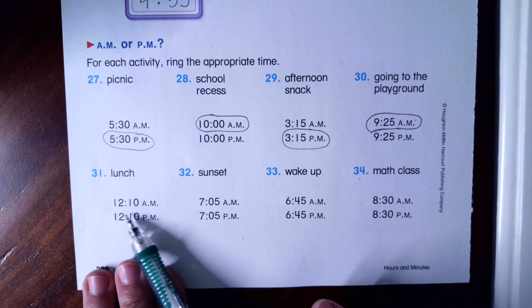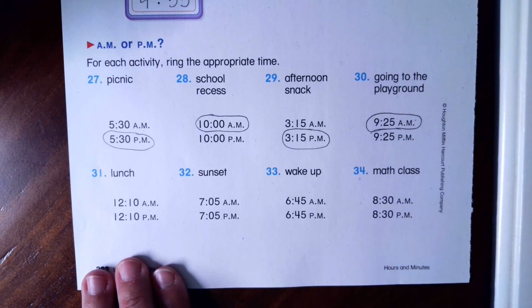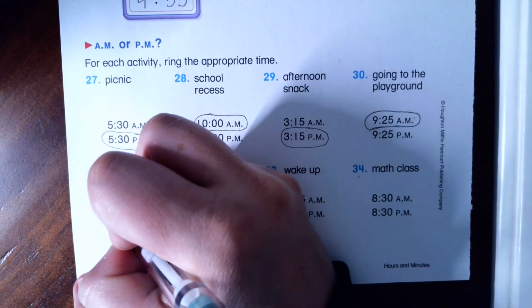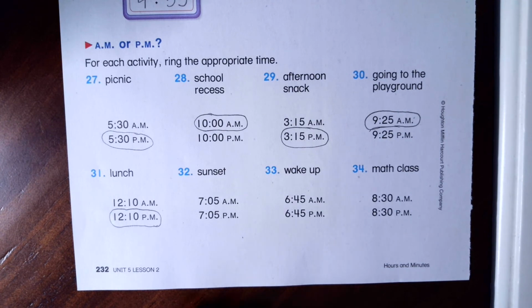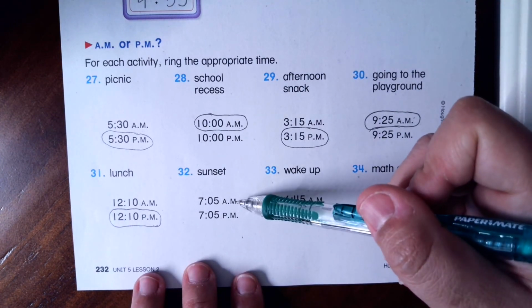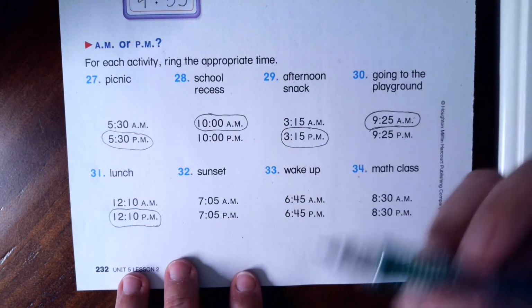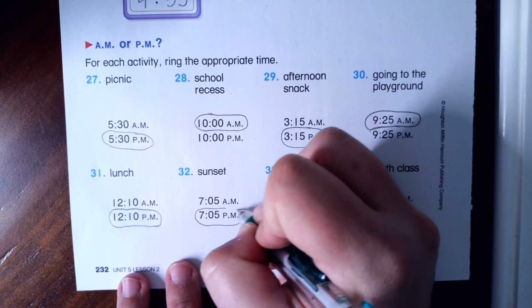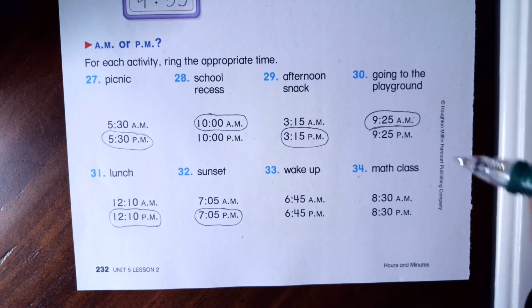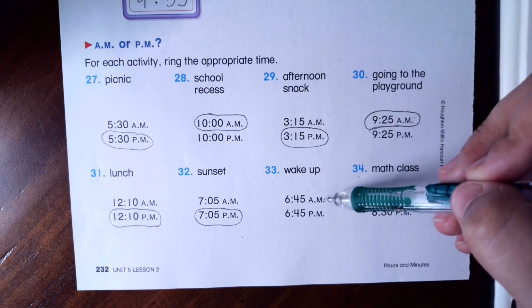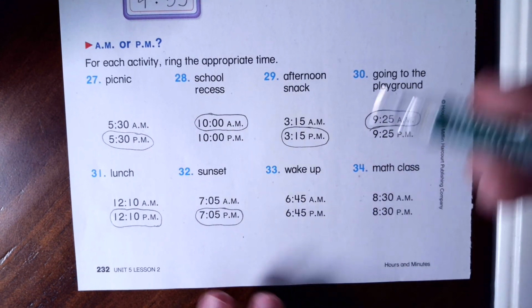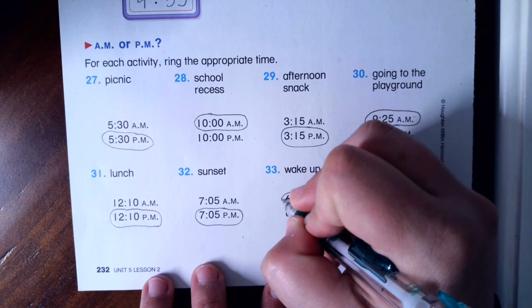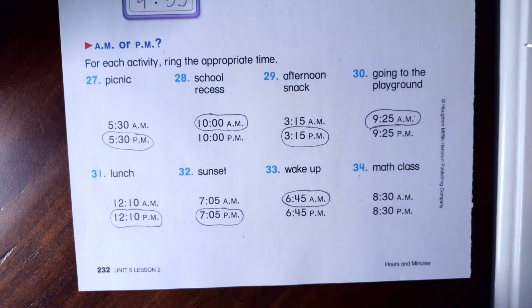Lunch. Would you have lunch at 12:10 in the morning? Nope. You should be sleeping. 12:10 in the afternoon. That's like right after noon. Sunset. 7:05 in the morning or 7:05 in the evening? 7:05 in the evening, especially now that we changed our clocks again. Would you wake up at 6:45 in the morning or 6:45 in the evening? Well, if you're not taking a nap, you're definitely waking up at 6:45 in the morning.